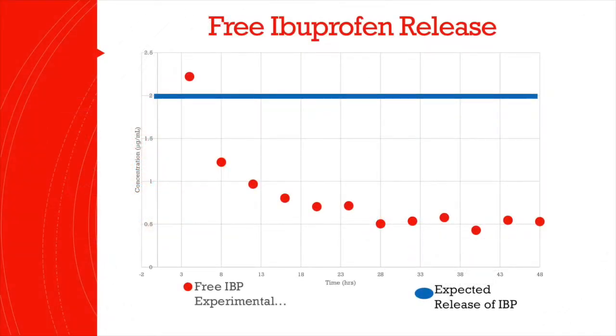So here's my results from a week-long release of free ibuprofen inside the glass column. The solubility of ibuprofen is about 0.021 milligrams per milliliter, which translates to about 2.0 micrograms per milliliter, and this is what we would expect the release rate of ibuprofen to be when it is free. As we can see from this graph, that is not the case for most of these points. In the first 4 hours, it seems it's releasing at a little bit of a higher rate, but as time goes on, that release rate significantly decreases.